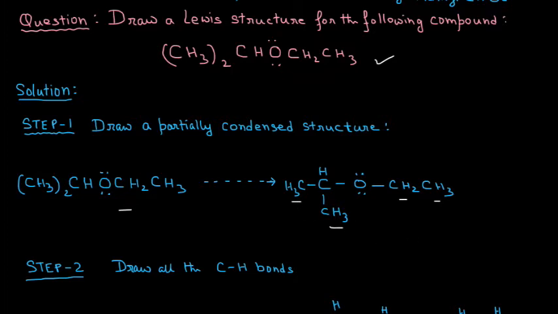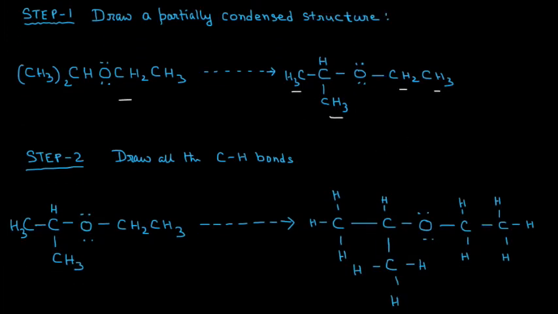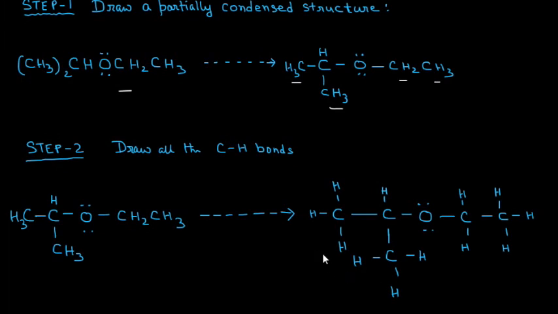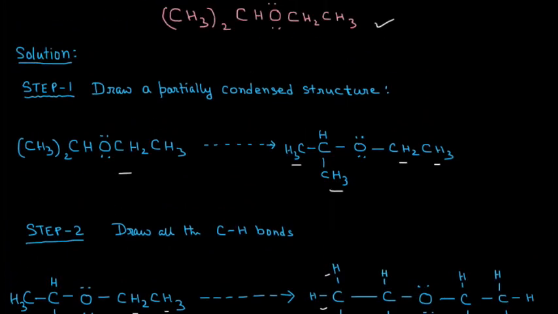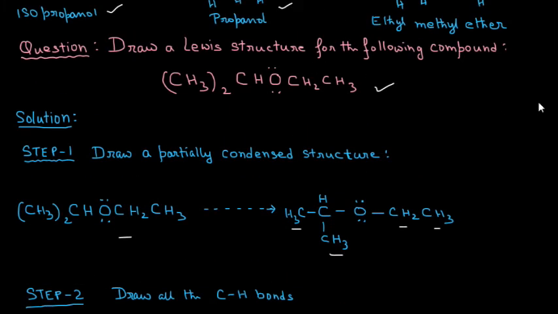When the partially condensed structure is done, then from the partially condensed structure, draw the CH bonds. Draw all the CH bonds. So here CH3, all the CH bonds, this and this are drawn. Similarly, here also we have expanded the bonds and drawn all the CH bonds. So we got this structure. So this is the Lewis structure for the given question.